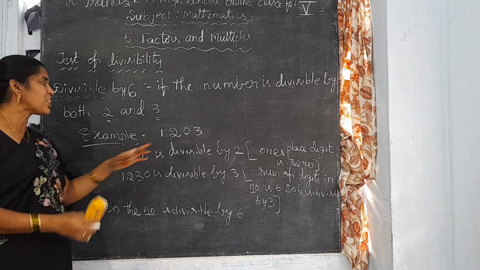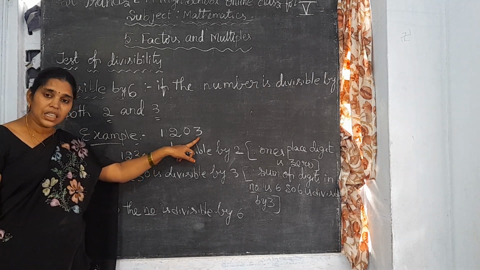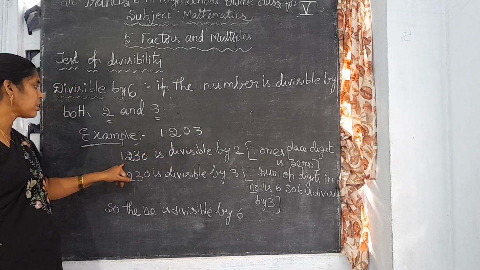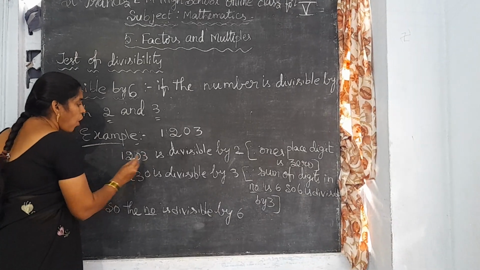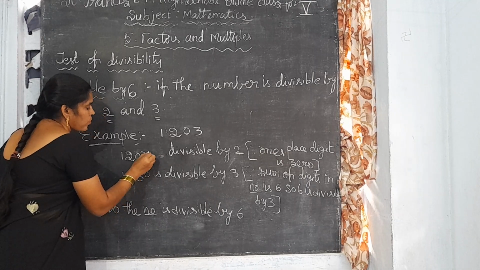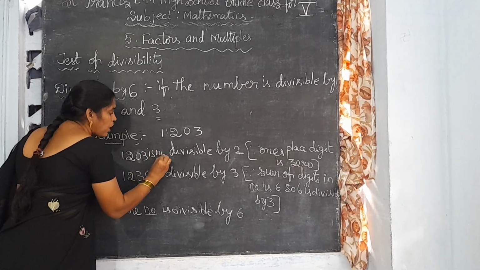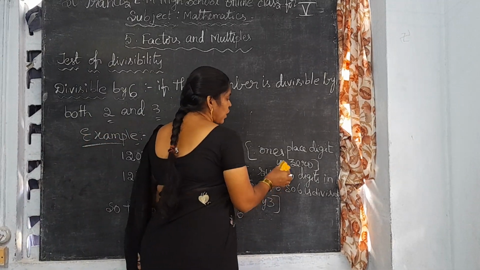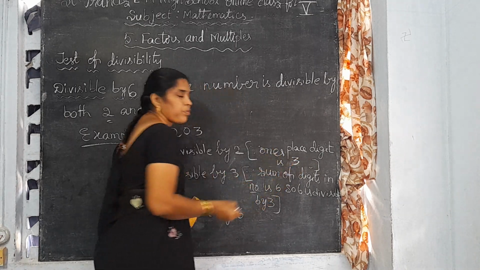Clear? What is the ones place digit here? 3. So is it divisible by 2? No. 1203 is not divisible by 2 because the ones place digit is 3. Clear?